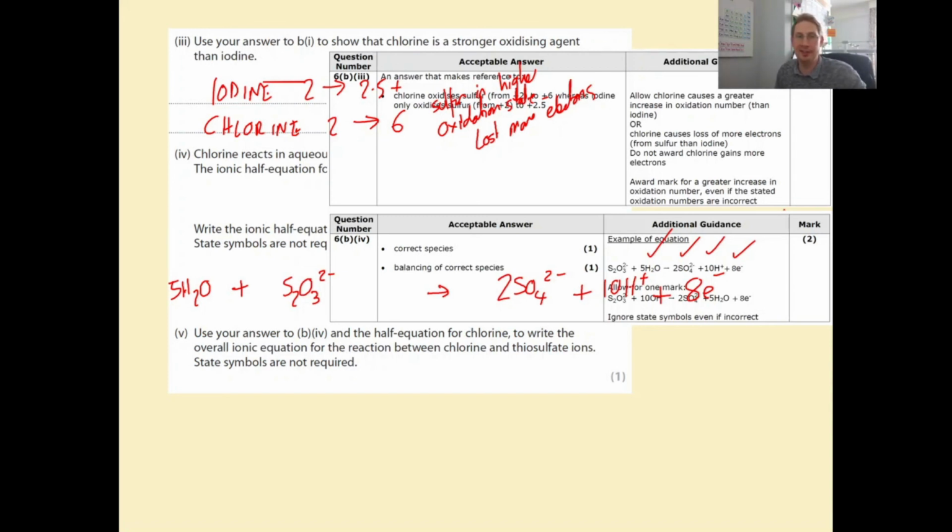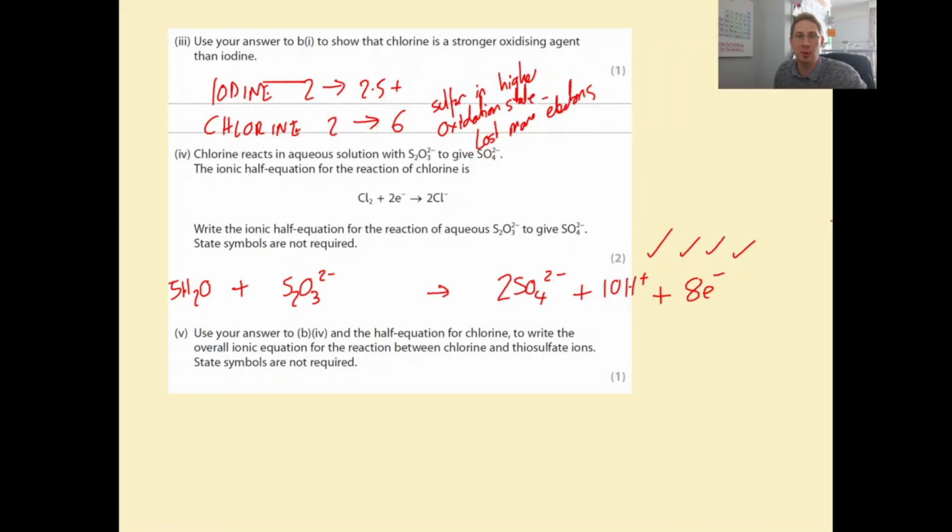Use your answer to above and the half equation for chlorine to write the overall ionic equation for the reaction. Well, the chlorine just accepts 2 electrons, as we can see here. So we need to multiply that by 4. So the other equation is that 4Cl2 plus 8 electrons go on to form 8Cl minus.